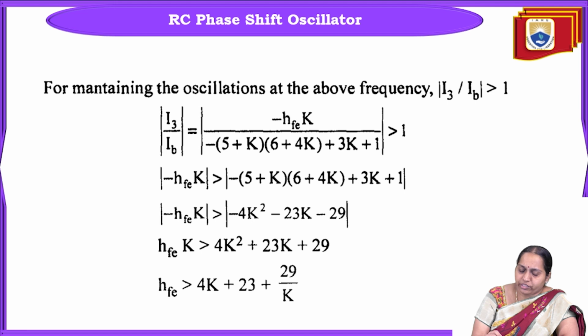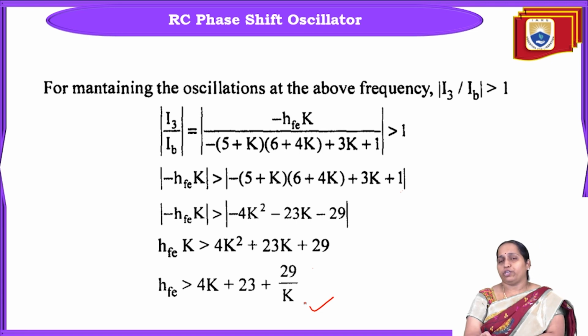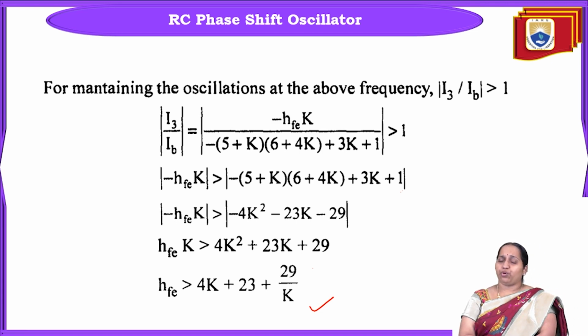So if you take that condition, you'll have minus hFE into k greater than minus of 5 plus k into 6 plus 4k plus 3k plus k plus 1. Or with further simplification, you get hFE is greater than 4k plus 23 plus 29 by k. So hFE should always be at least equal to or greater than 4k plus 23 plus 29 by k.